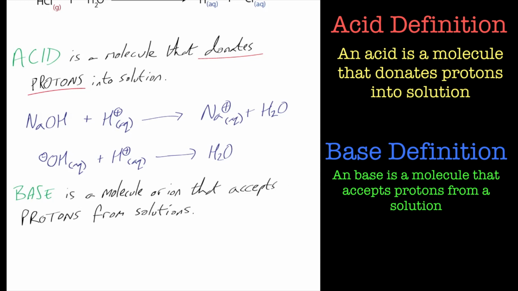Okay, so the key thing here is that bases accept protons, or grab. That's a good word actually. So they'll grab protons. Okay, so they mop them up. And that's basically the difference between acids and bases. So an acid is a molecule that donates protons into solution, and a base is a molecule or ion that accepts protons from solution. Now that's pretty much it for this introduction to acids and bases.